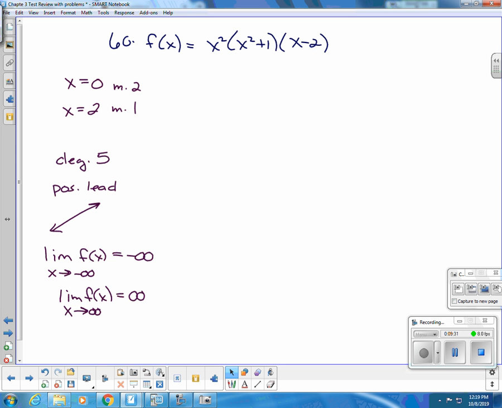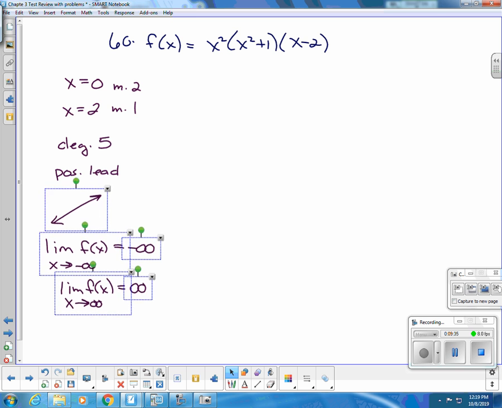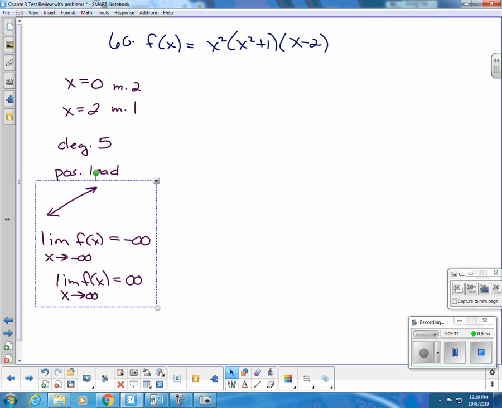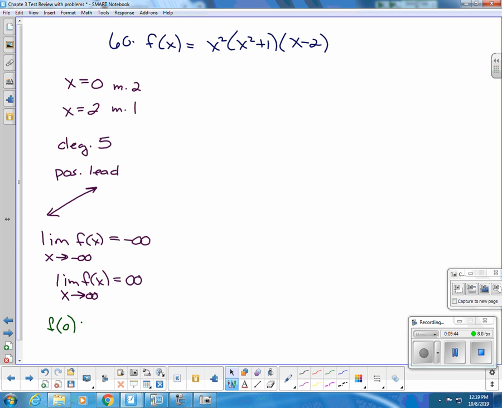Y-intercept. How do I find the y-intercept when it's all factored like this? Can I just plug in 0 for the x? Sure. So if I plug in a 0, the first one's 0 squared, so that tells me something here. Well, there is one. It's called 0, okay?